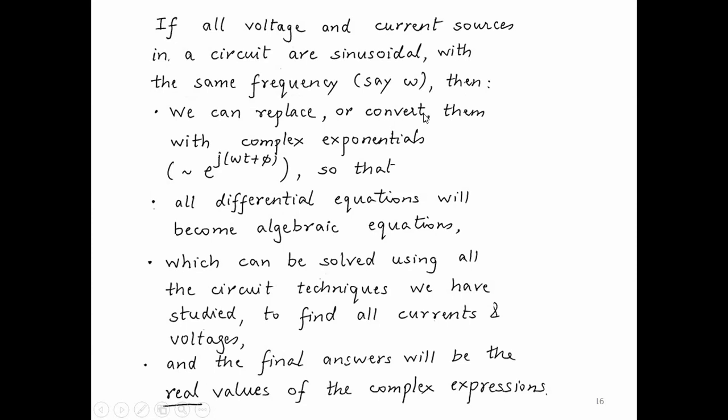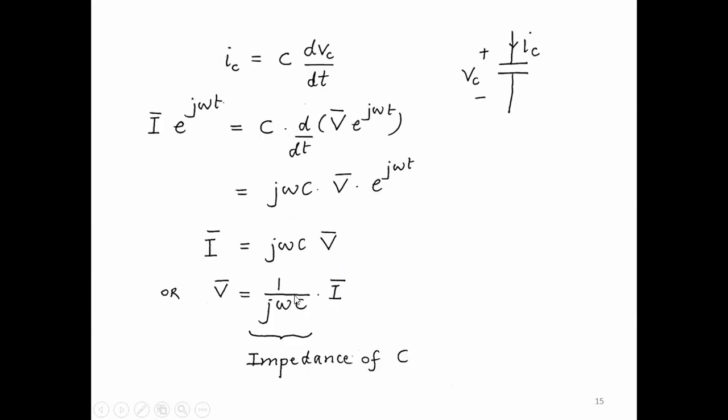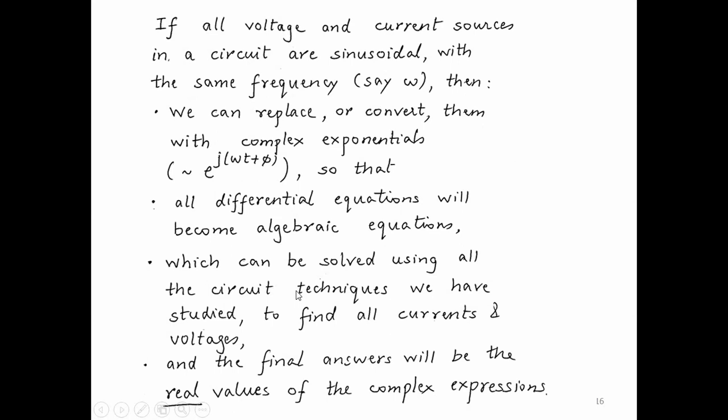And once we solve them, we will get currents and voltages in the circuit which are complex, and the final answers, the actual currents and voltages in the circuits, will be the real parts of the complex expressions. Alright, so this defines, in very brief, we'll illustrate this, but this defines how we solve circuits in sinusoidal steady state. And in order to do this, we'll replace inductors and capacitors with their impedances 1 over j omega c and j omega L.